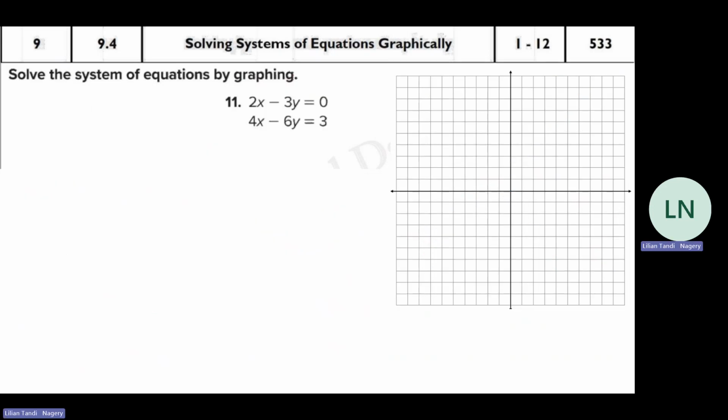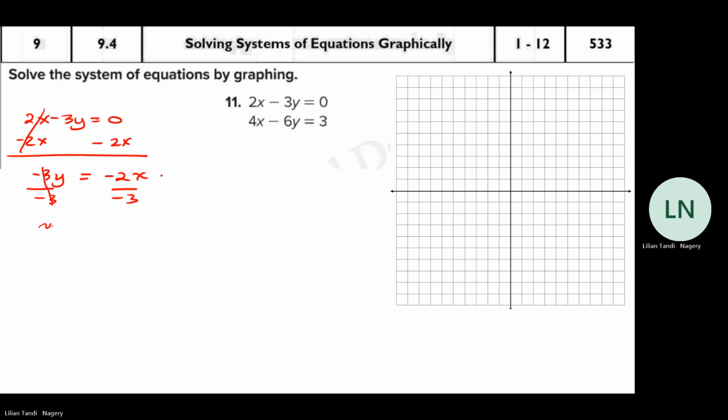So we are here. Let us see. I'm going to do here 2x minus 3y equals 0. Minus 2x, minus 2x, this goes away. Negative 3y equals negative 2x, 0, I don't need to write it. Divide by negative 3. Y equals 2 over 3x. Okay?